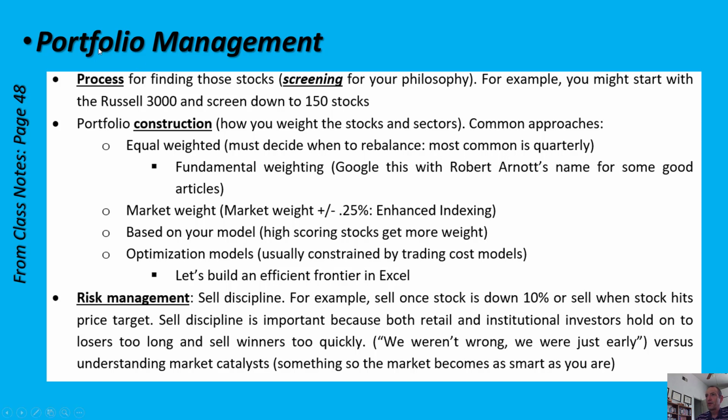Now you've got to do portfolio construction. Okay, we want to buy these 10 stocks, but how much do we put in each stock? We could go equal weighting. Equal weighting is a pretty popular strategy, and it tends to do well. It tends to do well because equal weighting tends to make you more of a value investor than a growth investor.